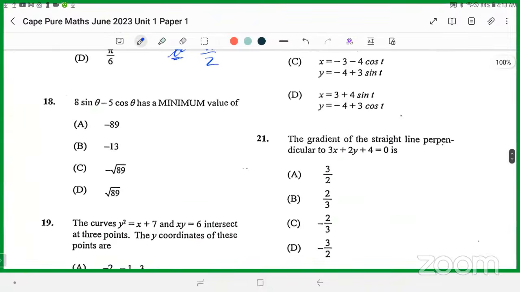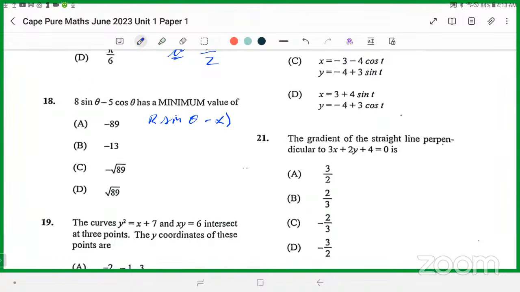All right, next one. What's the minimum value of this? Basically it's your R. This expression can be written in the form R sine theta minus alpha. The minimum value is minus R, because this part of it cannot be outside of 1 and -1. So the minimum overall is minus R when this is -1.